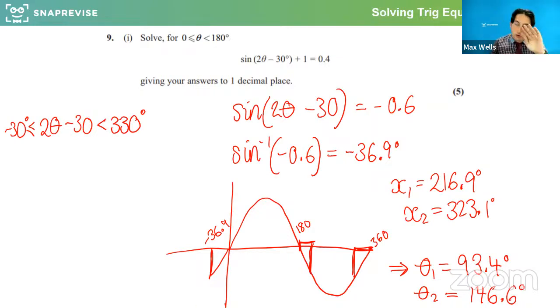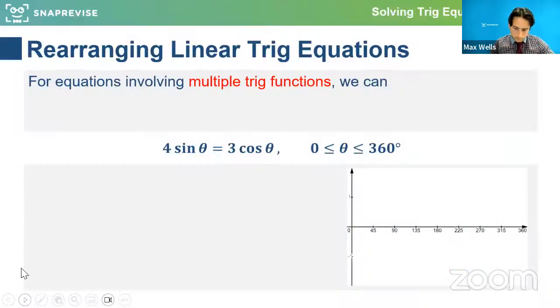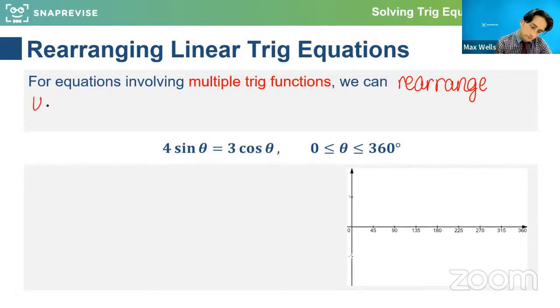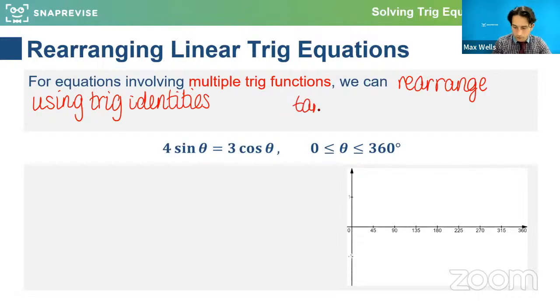So we're going to look at slightly harder trig equations now. These might involve identities, they might involve a little bit of quadratics, but let's have a little look. I'm going to move this on. So for example, this one here. For equations involving multiple trig functions, we can basically look to rearrange using trig identities. So those key ones we said about.